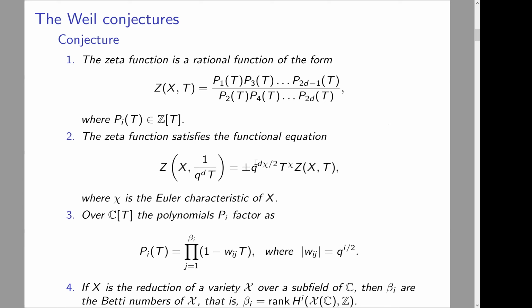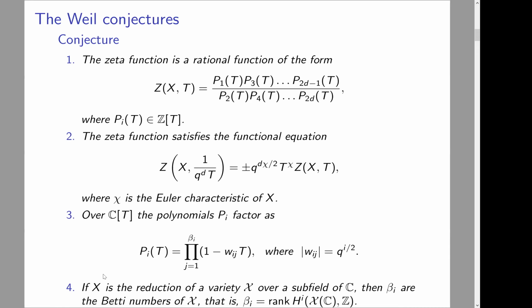And the powers that we get are determined by the dimension and this quantity chi, the Euler characteristic, which we actually haven't defined yet, but there is some quantity called the Euler characteristic associated to a variety that you can calculate and gives you this formula.